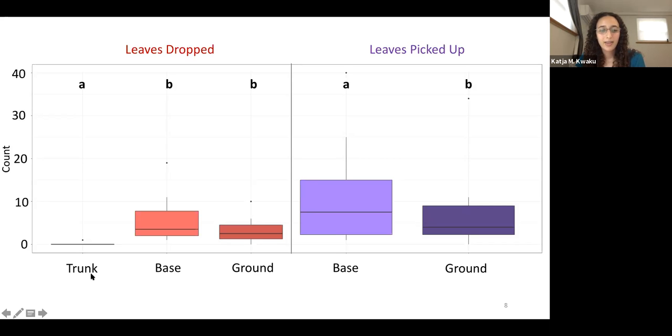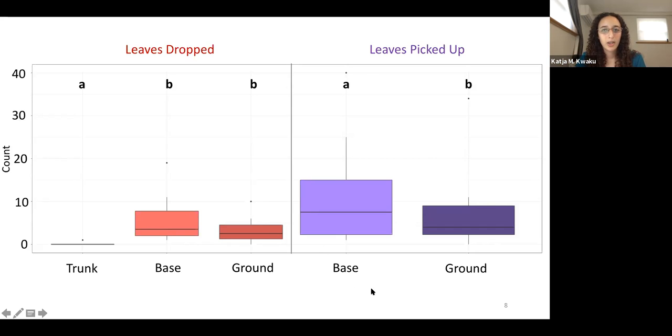So we thought that ants would prefer to drop their leaves from the trunk to the ground, to minimize the cost of climbing down the tree. But in this case, they seemed like they didn't want to do that. There are a few explanations for this. One of them could be that just in the context of this study, the cost of climbing down the tree was not that bad compared to the risk of losing a leaf fragment if you just drop it from the trunk to the ground. And then for leaves dropped, the base had more transfers than the ground, but this result was not significant.